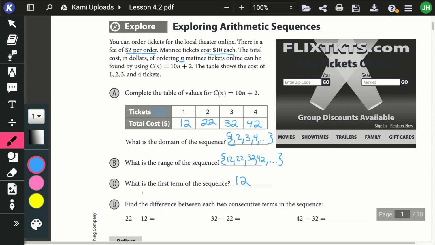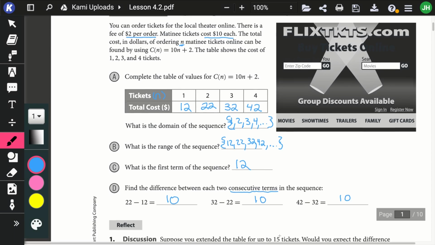Now, when we are looking at arithmetic sequences, we want to know what the difference is between consecutive terms. Consecutive means in order, right? They come next to each other. So in this case, 12 and 22 are consecutive. 22 and 32 are consecutive. They come in order. 32 and 42 are consecutive. So the difference means subtraction. So we're going to find the difference here. That's going to be 22 minus 12 is 10. 32 minus 22 is 10. 42 minus 32 is 10.